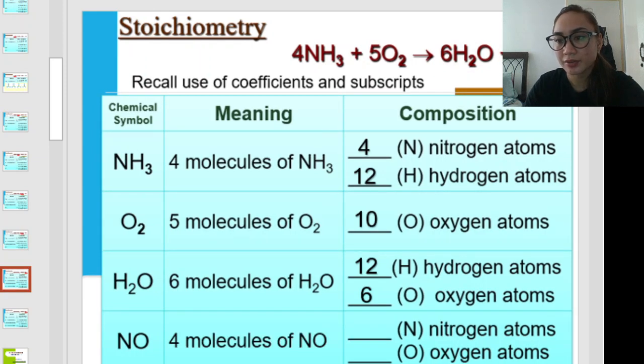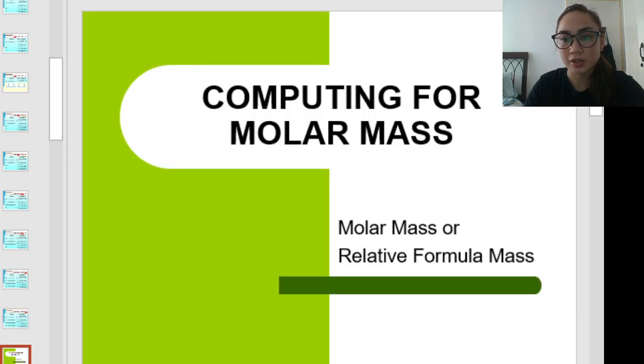Next, we have 4. Ito na tayo sa last. Si NO. We have 4 molecules of NO here. And ilan ang kanyang nitrogen atoms? So, of course, we have 4. So, may invisible 1 dito. So, we have 4 nitrogen atoms and 4 oxygen atoms. Okay? So, that is the review of your chemical equation.